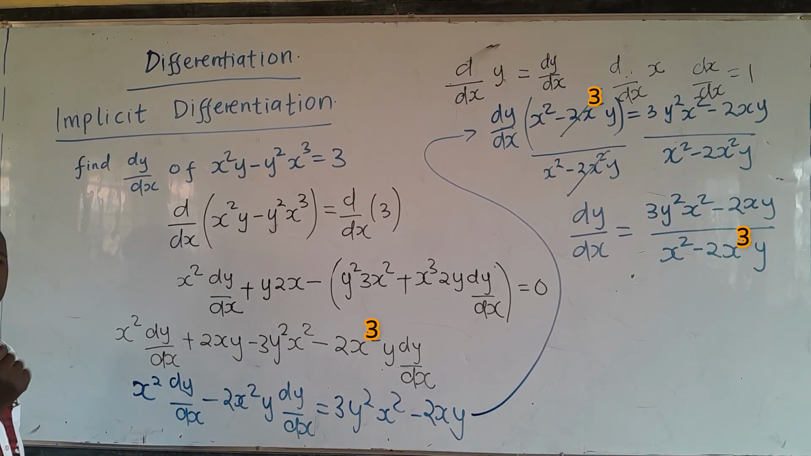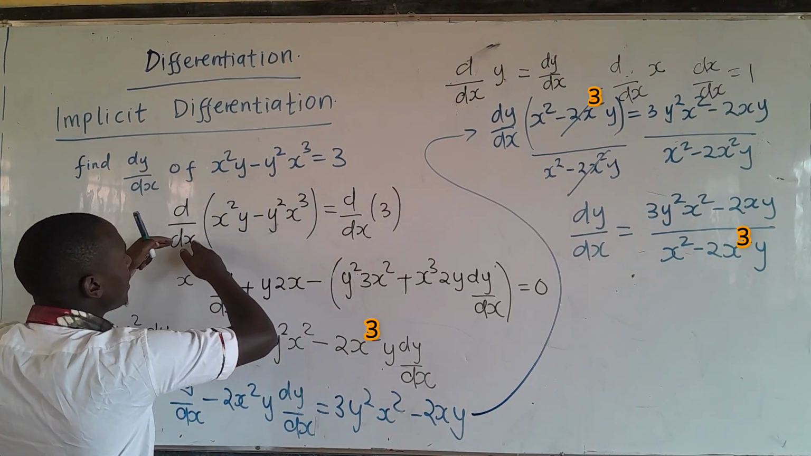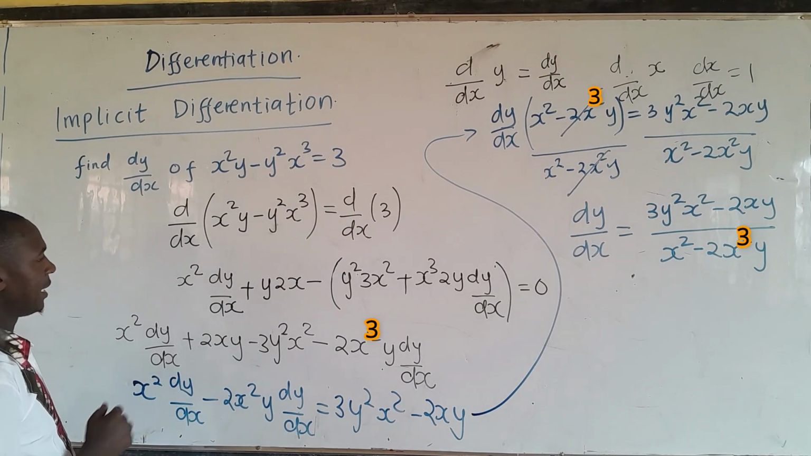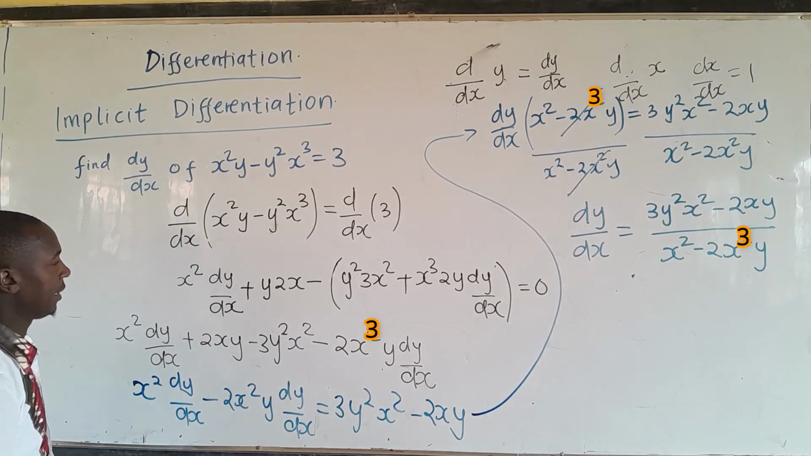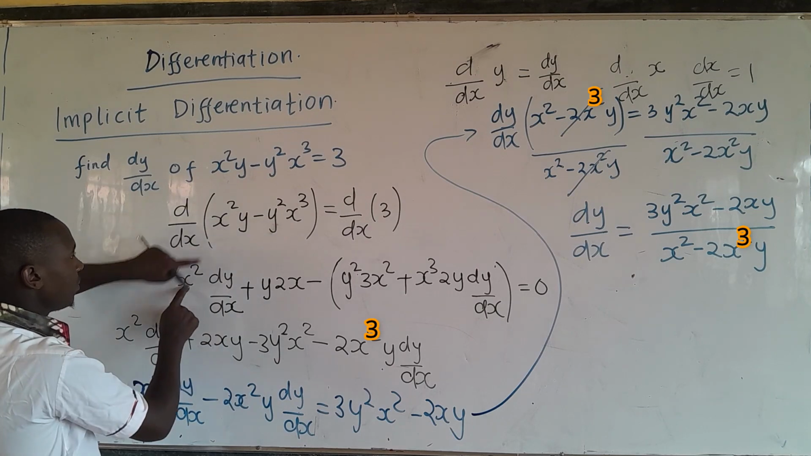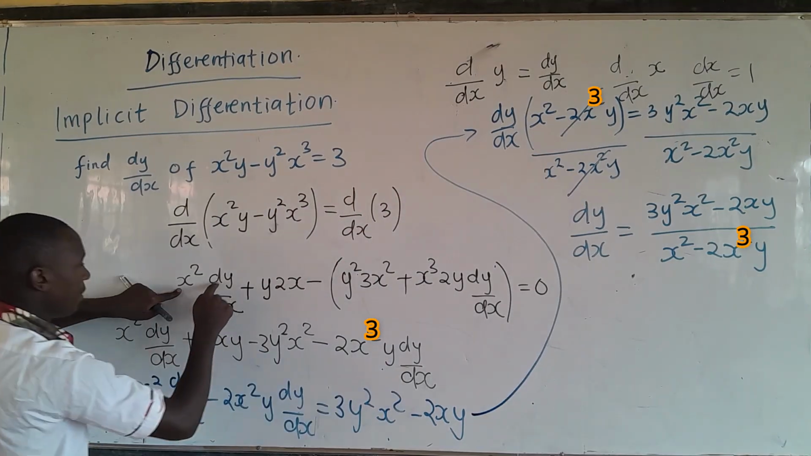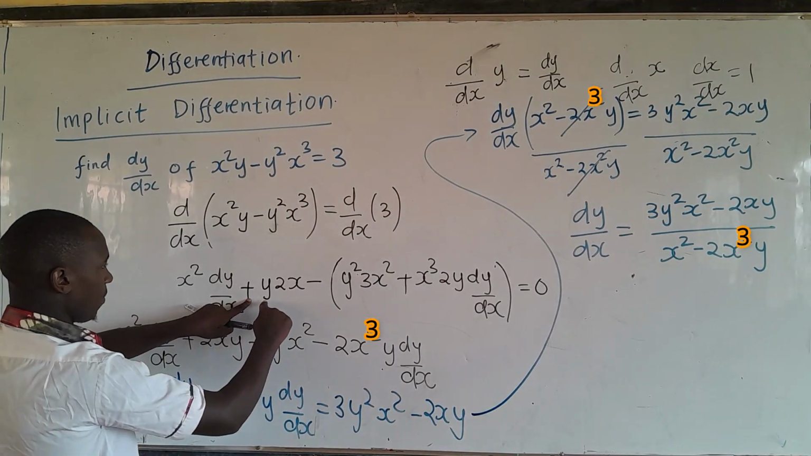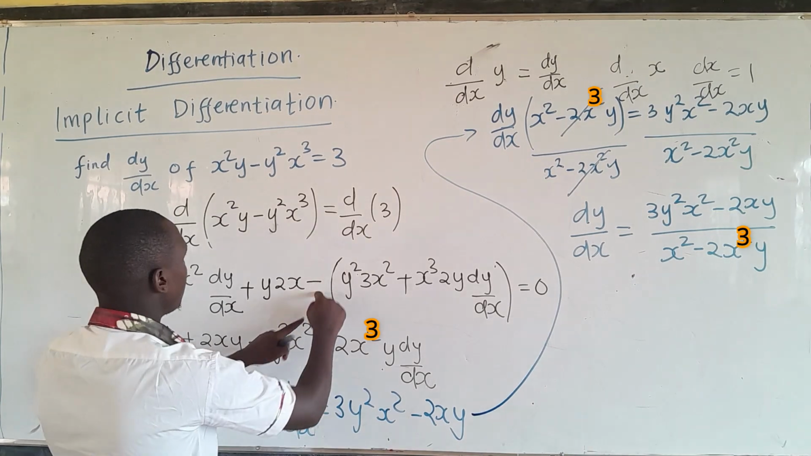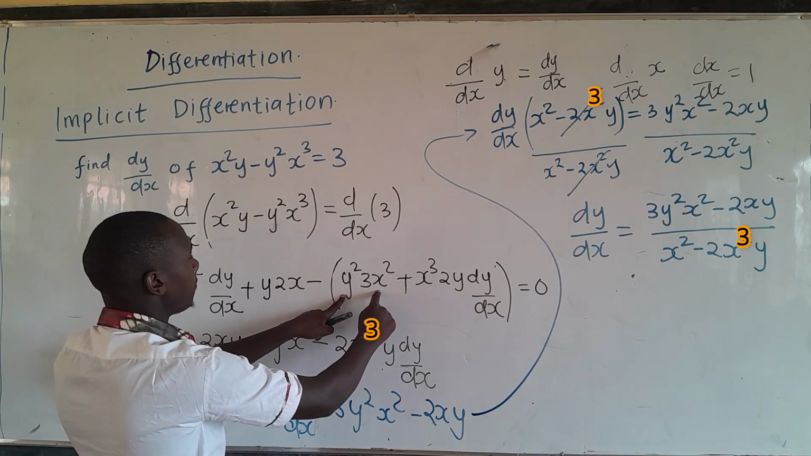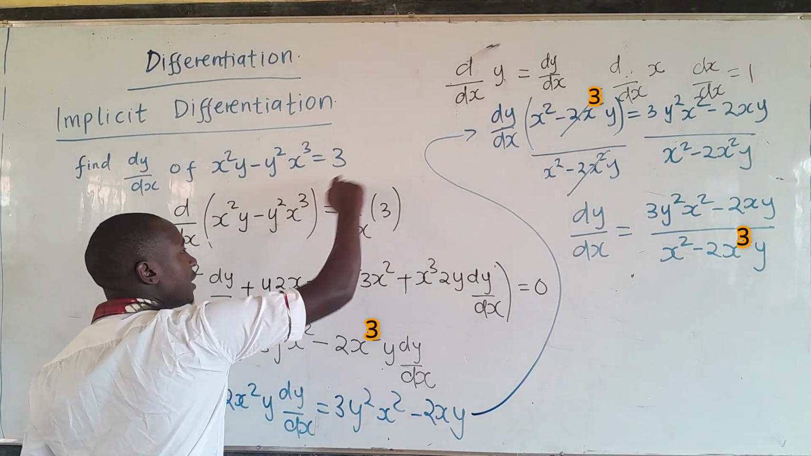So how did we go about it? Let's check. The first thing we did is to find d dx on both sides. d dx on this side and d dx on this side. On this side, you notice that this is a product. We have to use the product rule, and therefore that's going to be the first multiplied by the derivative of the second, which as I showed you here is dy over dx, plus the second multiplied by the derivative of the first, minus, again this is a product, the first multiplied by the derivative of the second plus the second multiplied by the derivative of the first, equals 0, because the derivative of a constant is 0.